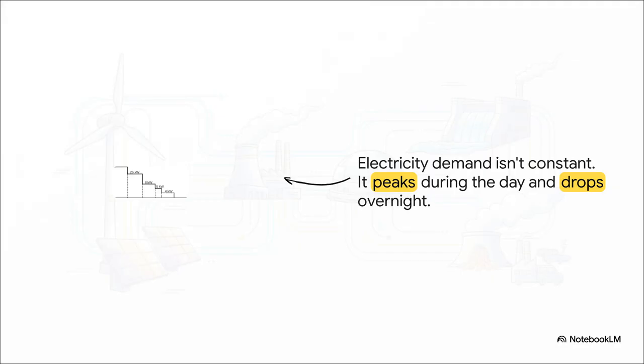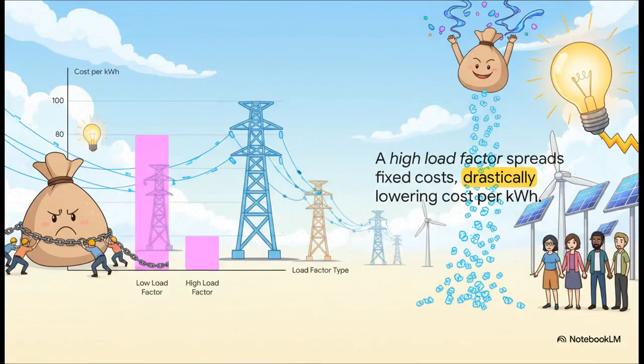And that's a huge problem, because our demand for power is anything but steady. I mean, look at this load curve. Demand shoots up during the day when everyone's at work and businesses are running, and then it just plummets in the middle of the night when we're all asleep. Managing this wild swing in demand is the single biggest challenge the grid has to solve, every minute of every day.